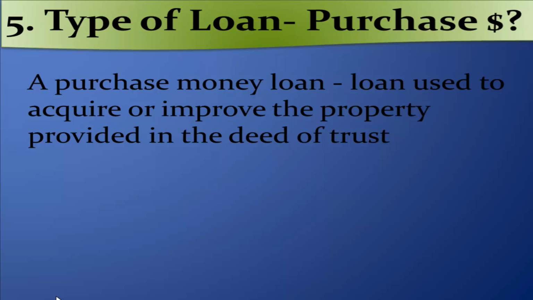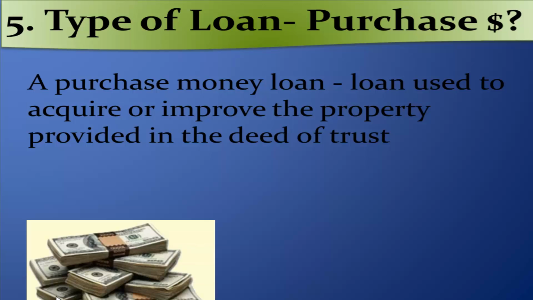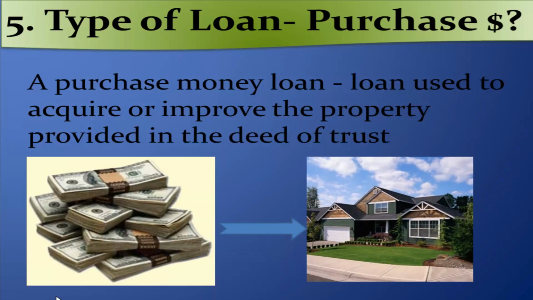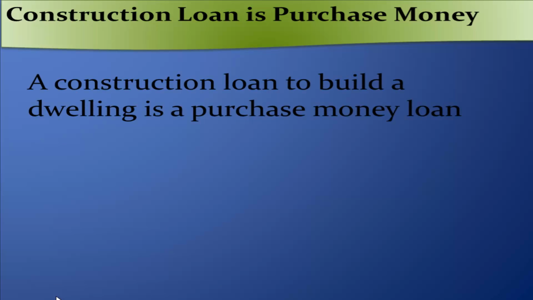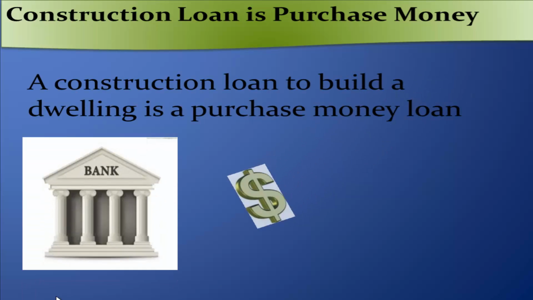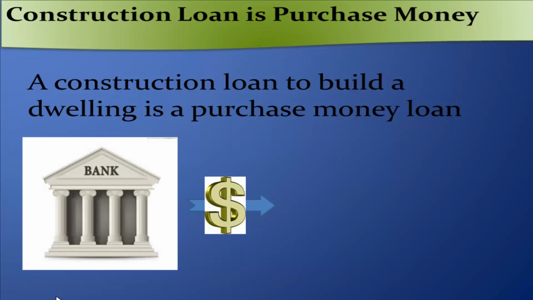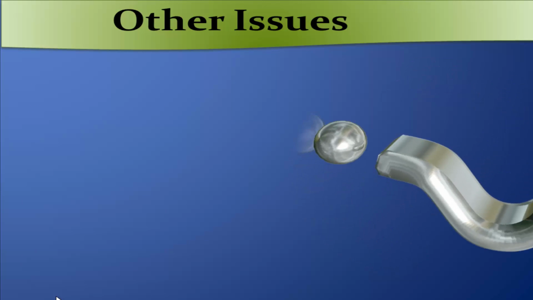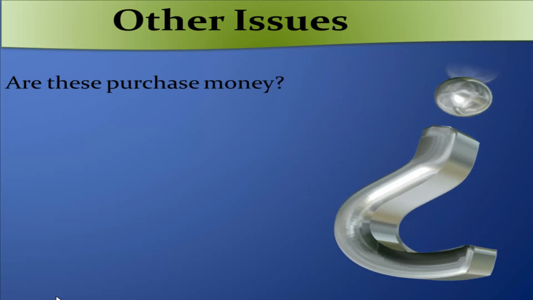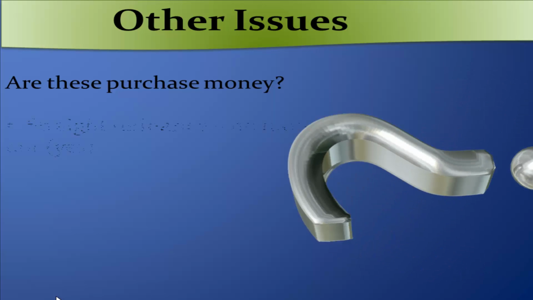A purchase money loan is a loan used to acquire or improve the property that's provided in the deed of trust. So the borrowers obtaining a loan that they use to actually acquire a completed dwelling, of course, would be a purchase money loan. A construction loan is also a purchase money loan where the borrower takes out a loan from the bank to build the dwelling that the borrowers intend to occupy. Let's look at some other issues, whether these are purchase money loans.